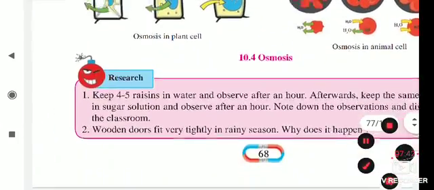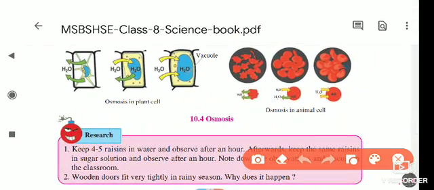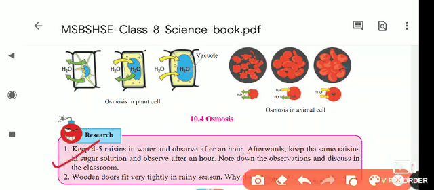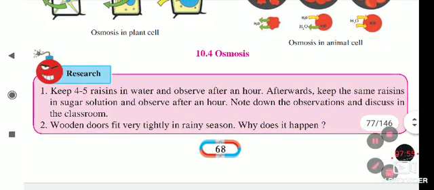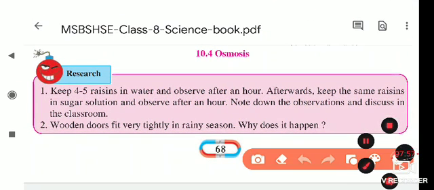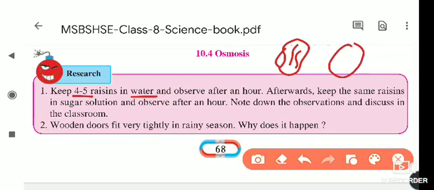Now we will see the next part. This process is called osmosis. Now take 4 to 5 raisins. This experiment you can do at home also. Take raisins, and put them into the water. After some hours, what happens? The raisins, which had a shrunken body, swell and become turgid.